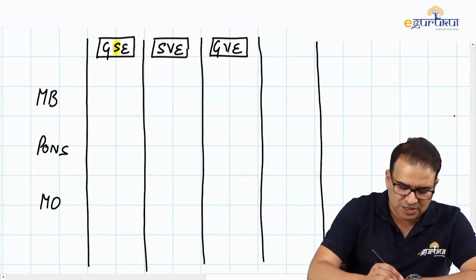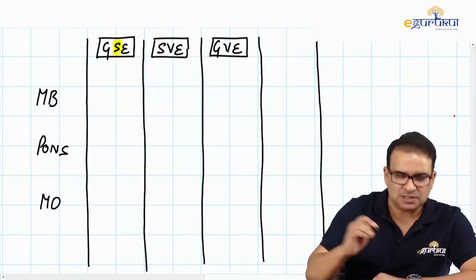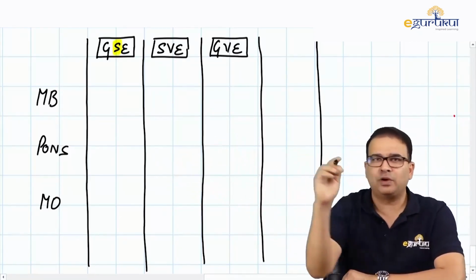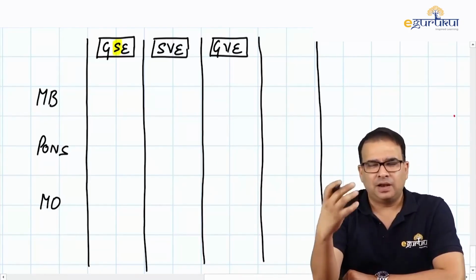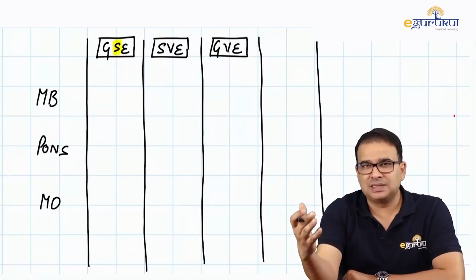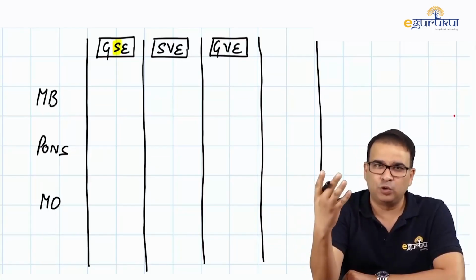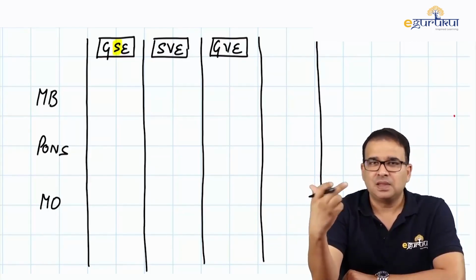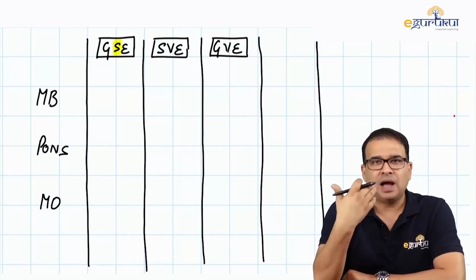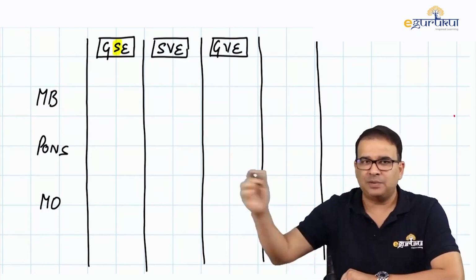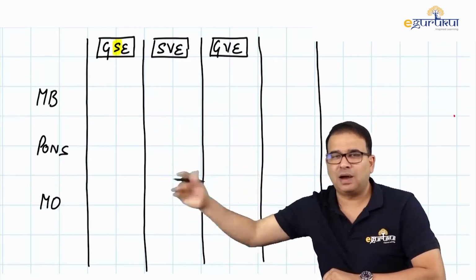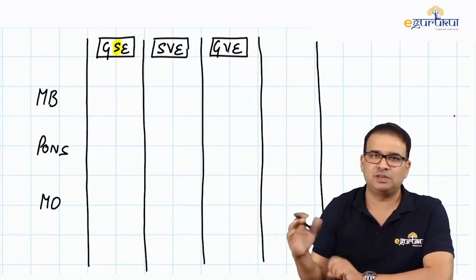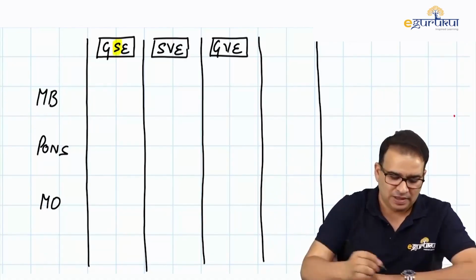To remind you again, GSE, the somatic, that means this first column is purely for extraocular and tongue muscle. And we all know that all the extraocular muscles are supplied by the 3rd nerve, 4th nerve, and the 6th nerve. And tongue muscles are supplied by the hypoglossal nerve, the 12th nerve. That means the nuclei which you will see in the first column are 3, 4, 6, and 12. That's all. 3, 4, 6, and 12.